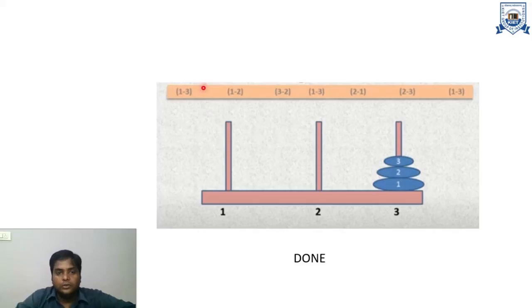Okay, so in tracing we just found these steps, these movements: 1 to 3, 1 to 2, 3 to 2, 1 to 3, 2 to 1, 2 to 3, and 1 to 3. So when we perform these movements, we place all the 3 disks from tower 1 to tower 3. Okay, so this is the tracing of 3 disks in the Tower of Hanoi problem.